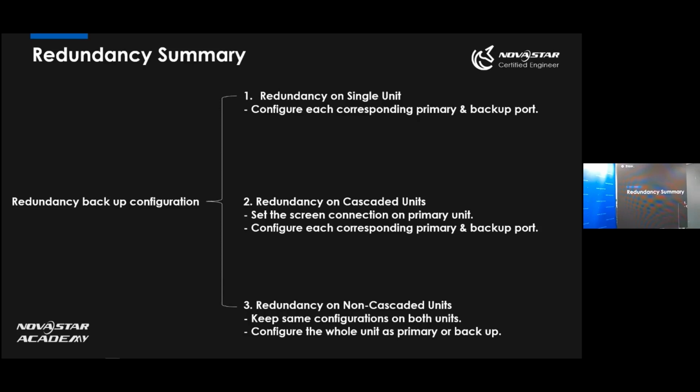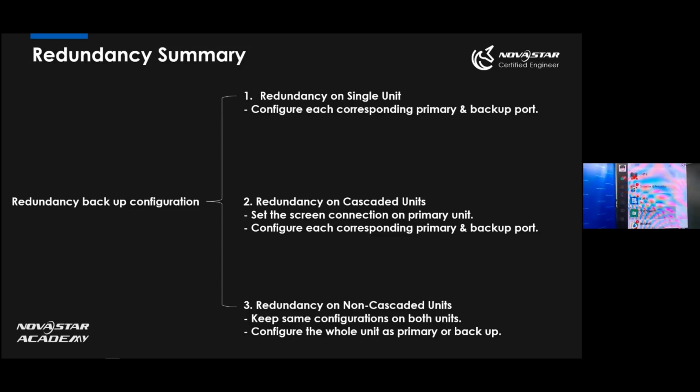So in this kind of situation, we only have to set the screen connection on the primary unit. No need to do the screen connection for the backup device. And then we go to the backup settings and configure each corresponding primary and backup port one by one, similar to the first situation. And the third one is we will do the redundancy on non-cascaded units. It means we connect the control PC with the multiple devices by USB cable or Ethernet cable separately.